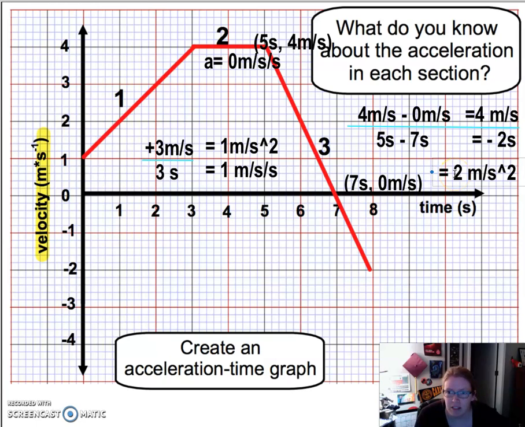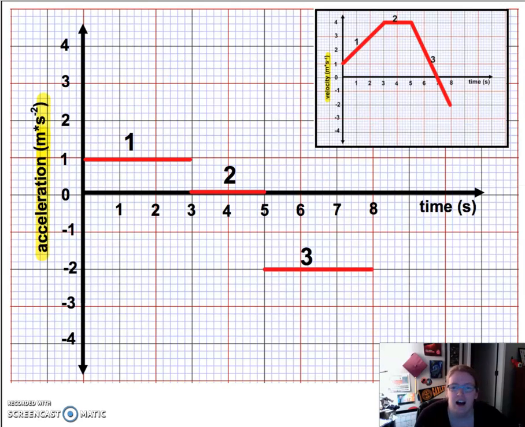And you should point out, Ms. Getz, you forgot something important. There's a negative sign here. That negative sign is really important, and it's telling us that the acceleration is negative. And so I have my acceleration now for section 3 is negative 2 meters per second squared. Yay! And so I'm going to graph those. So section 1 I found was positive 1 meters per second squared. Notice this is written in IB format. It has a negative 2 in the exponent, and that's indicating that it's in the denominator.